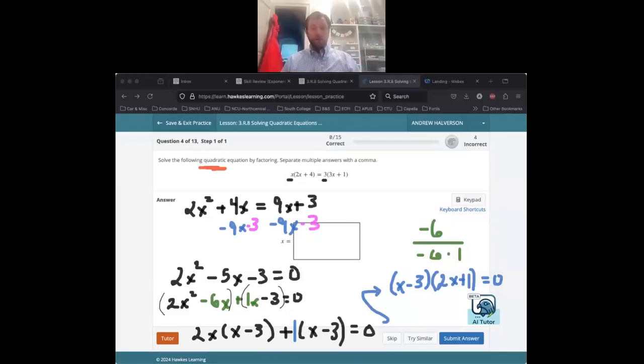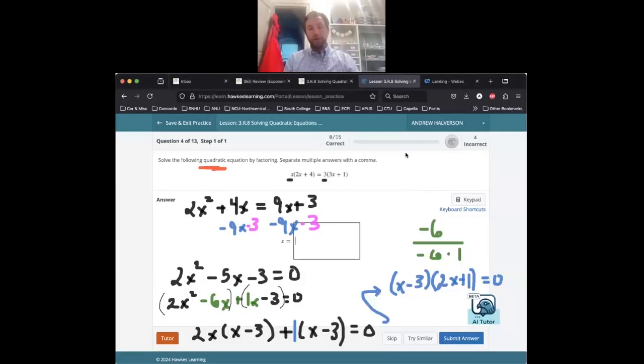That's the factoring. So get the right-hand side to 0, step 1. Factor the resulting trinomial, if you can. Now we set the factors equal to 0.